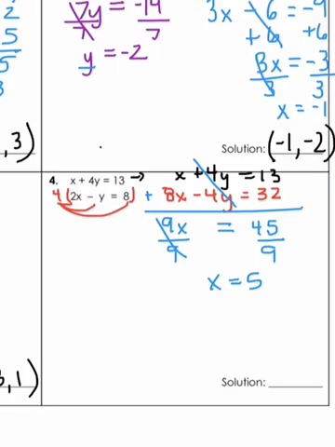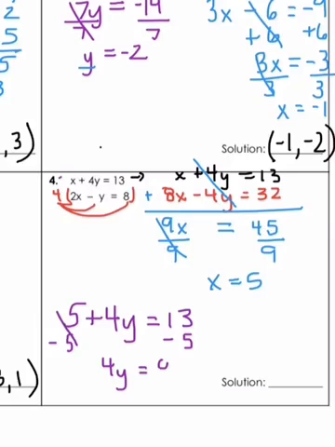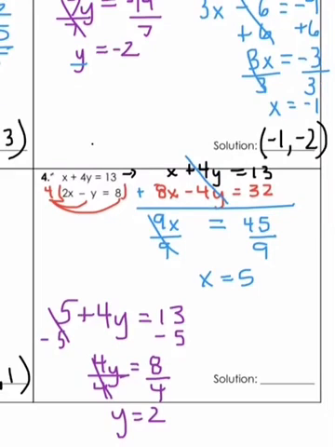Then we're going to plug that in. Like I said, I always like to plug it into my top equation. So if I know that the value of x is 5, I'm going to take this top equation and do 5 plus 4y equals 13. So I plug that in and solve. We'll do minus 5 on both sides, and 4y equals 8. Divide by 4. Your y is 2. So when you write your solution, x then y, we're going to write 5 and 2.